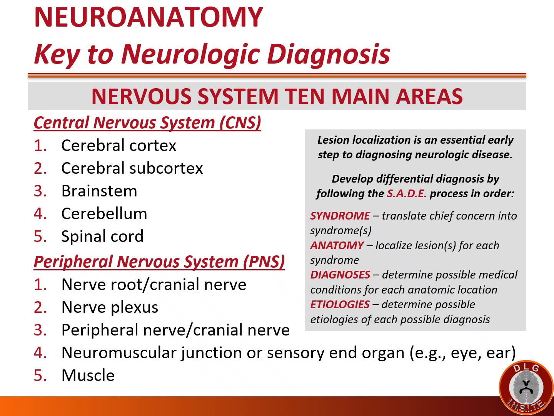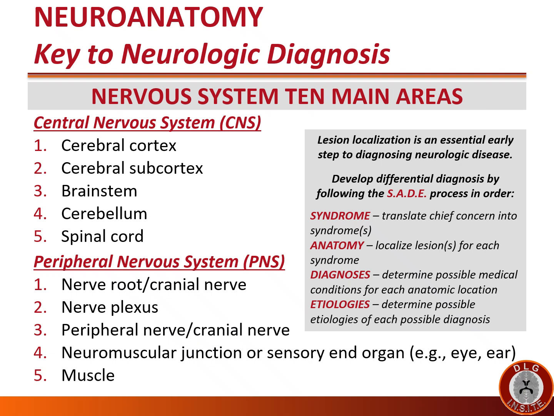Lesion localization is an essential early step to diagnosing neurologic disease. In order to properly diagnose patients with neurologic disease, you must first develop a differential diagnosis from the very beginning based on the chief concern, following the SADE or SAID process in order. First, syndrome. Translate the chief concern into possible specific neurologic syndromes. Then anatomy. Localize the potential lesion sites for each syndrome.